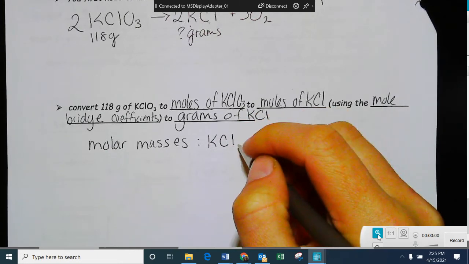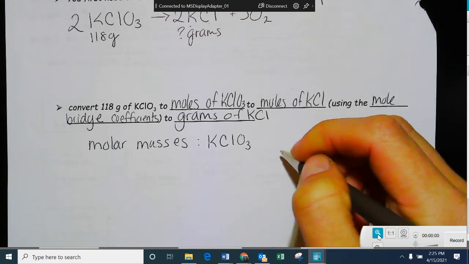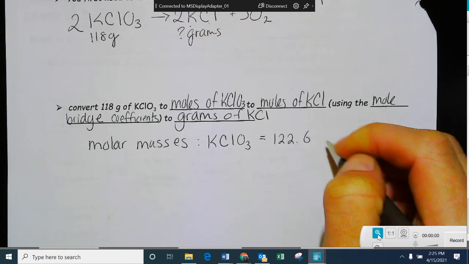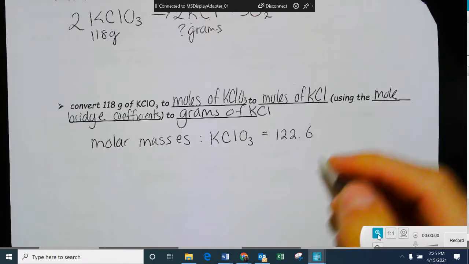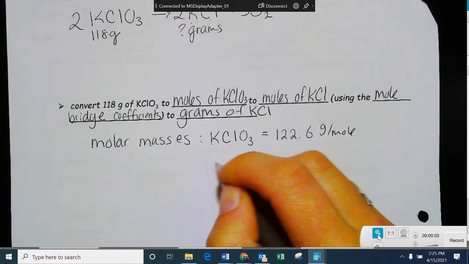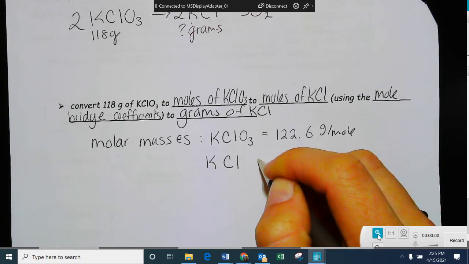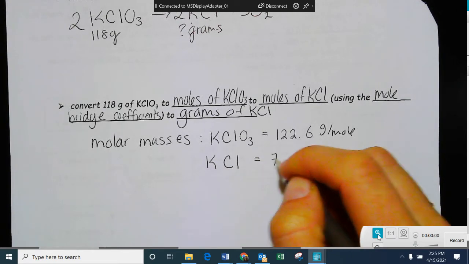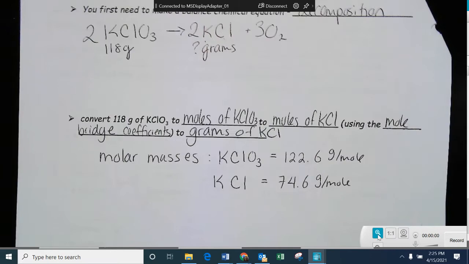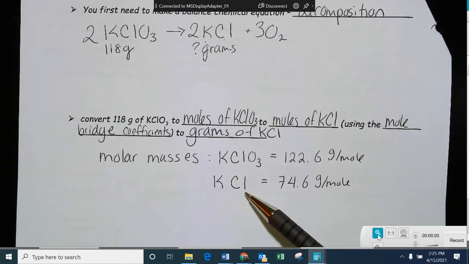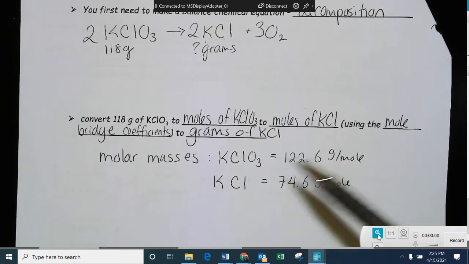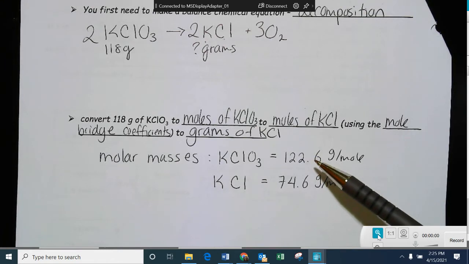Does anybody know why you wouldn't just be able to keep it in grams? Well, here, I'll actually show you. I will explain it as soon as I've written this out. Okay, so for every 1 mole of potassium chloride, it's 74.6 grams. For every 1 mole of potassium chlorate, it's 122.6 grams.